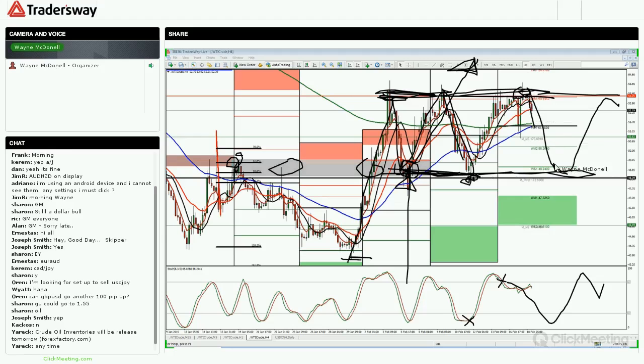So, okay. Play the range until it breaks. So, an example of a break: it breaks down, makes a lower low outside the range, let it retrace, and then drop it like it's hot. Okay?